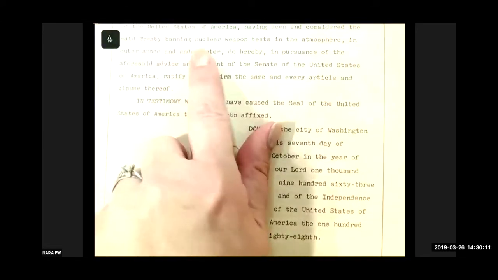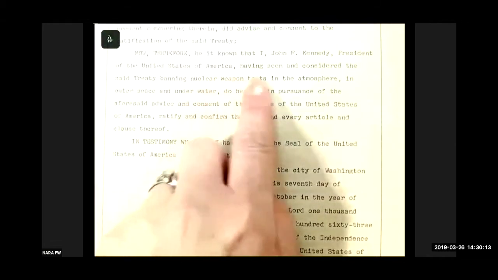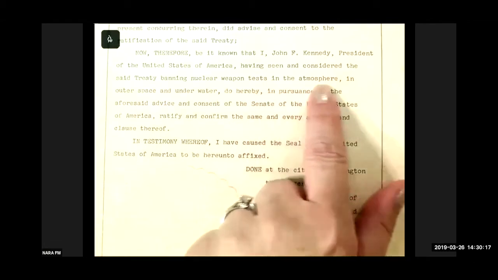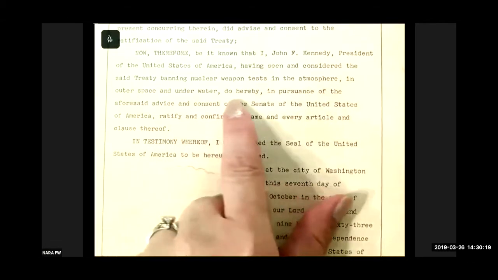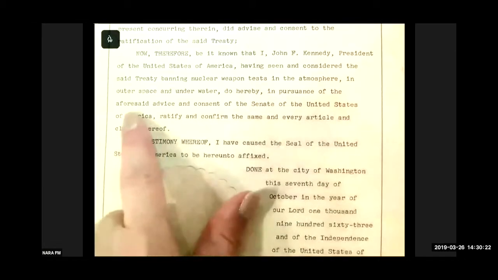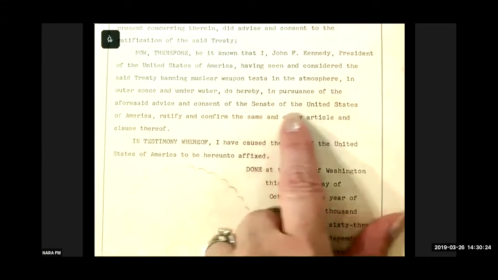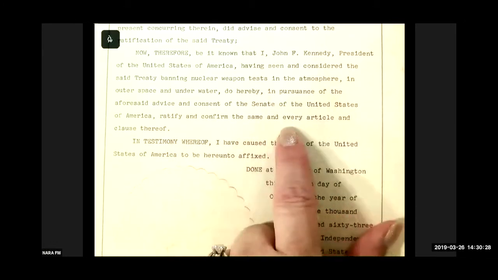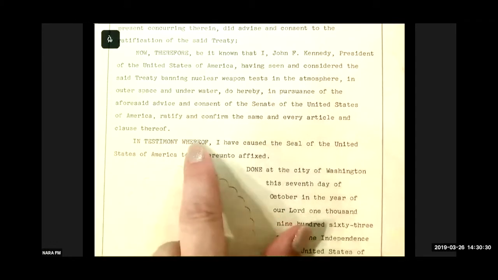Okay, it says, now, therefore, be it known that I, John F. Kennedy, President of the United States of America, having seen and considered the said treaty banning nuclear weapon tests in the atmosphere, in outer space, and underwater, do hereby, in pursuance of the aforesaid advice and consent of the Senate of the United States of America, ratify and confirm the same and every article and clause thereof.